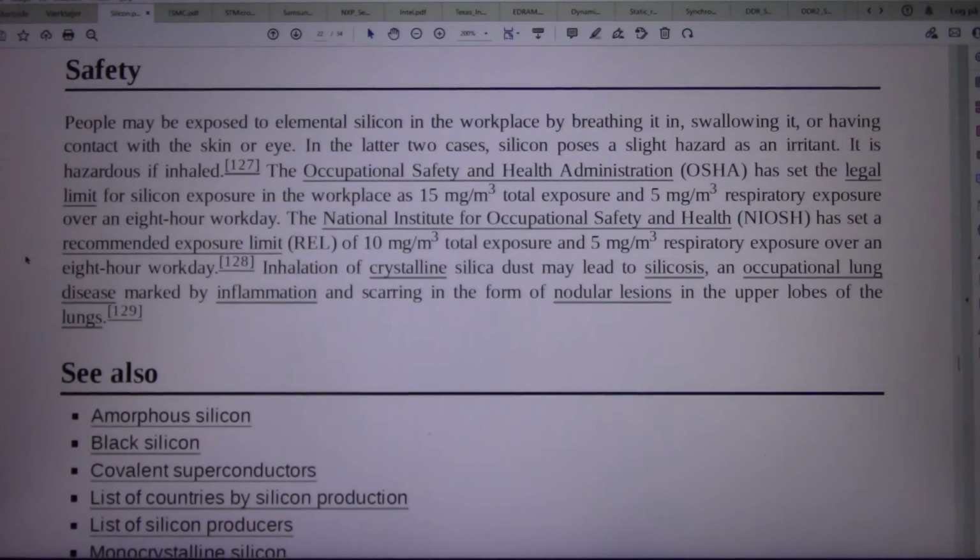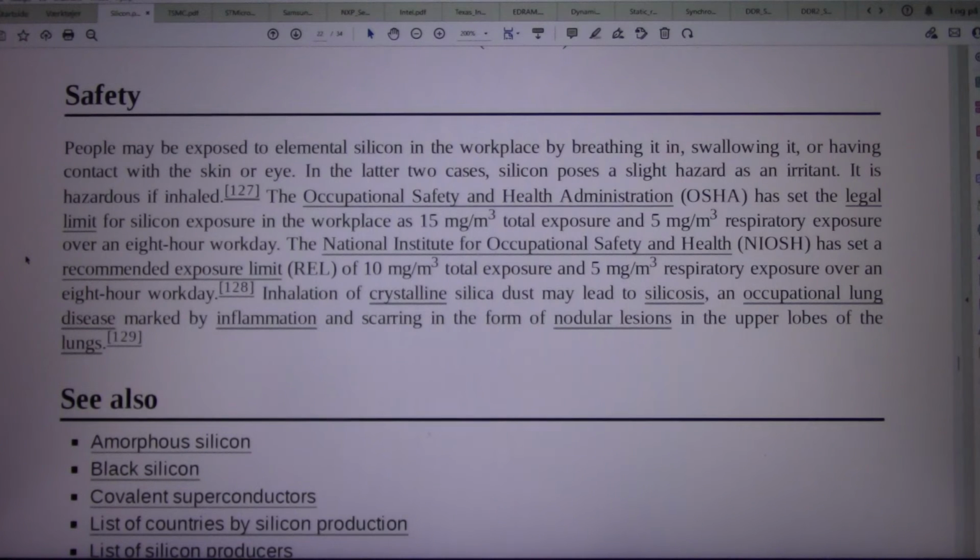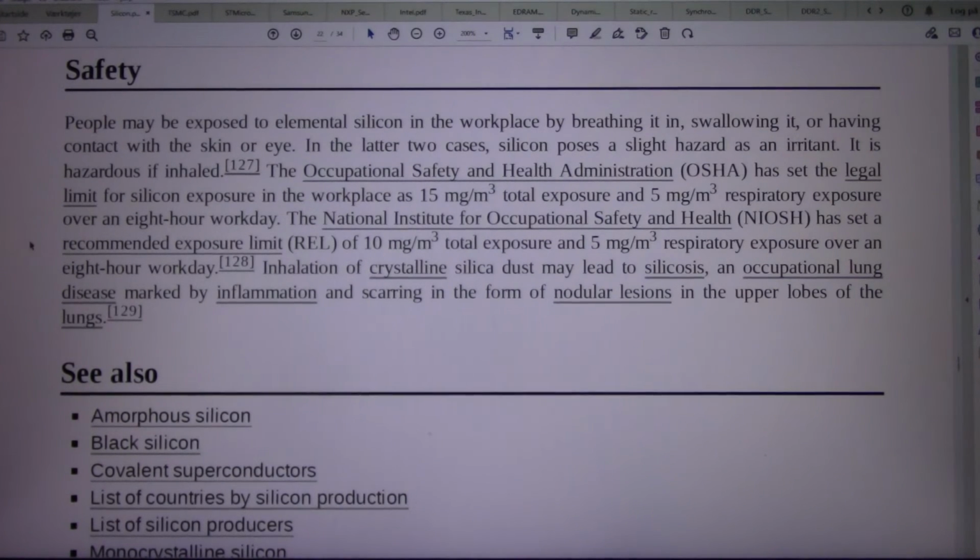Safety. People may be exposed to elemental silicon in the workplace by breathing it in, swallowing it, or having contact with the skin or eye. In the latter two cases, silicon poses a slight hazard as an irritant. It is hazardous if inhaled.